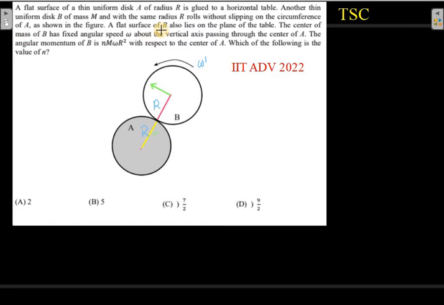A flat surface of B also lies in the plane of the table. The center of mass of B has fixed angular velocity omega about the vertical axis passing through the center of A. The angular momentum of B is n into m r square omega with respect to the center of A. What is the value of n?